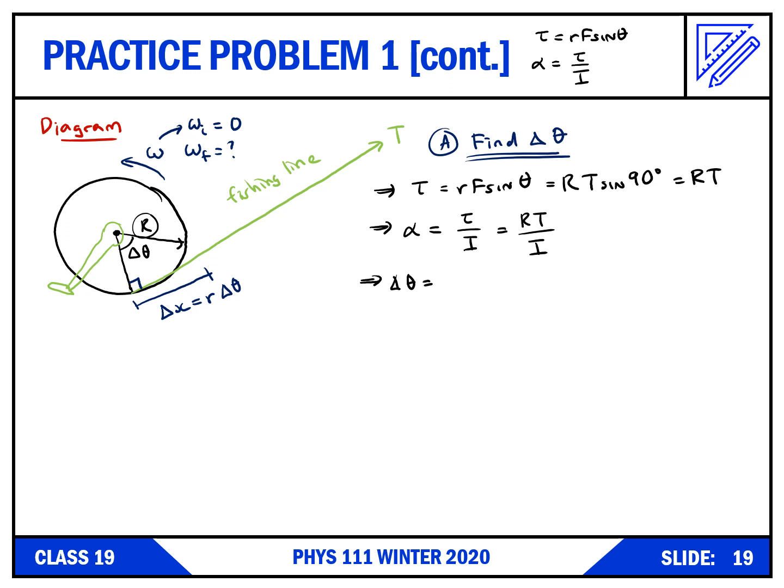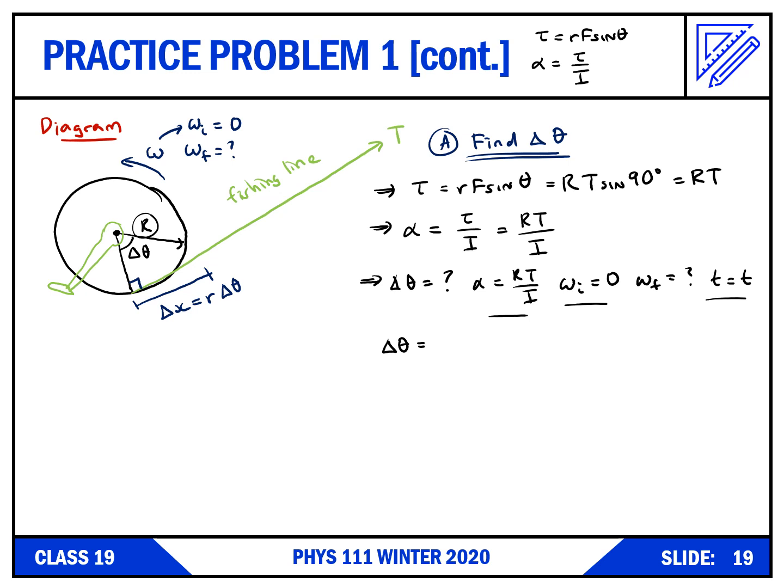And if we already know angular acceleration is Rτ over I, we know that omega i is equal to 0. We don't know what omega f is, but we do know that a certain amount of time has passed, and it just gives us t, so we'll use t. So we have three values, which means that we can use a kinematics equation to solve for this.